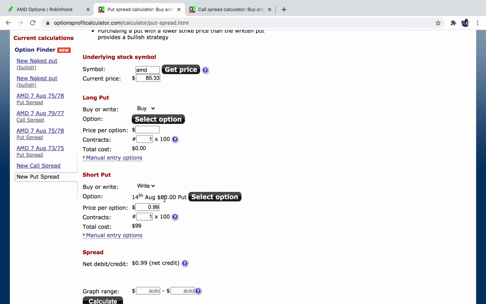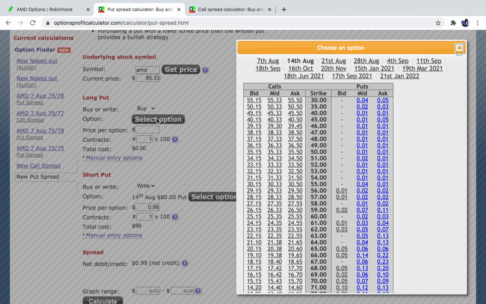And again, this is going to serve as protection so that in case the price of AMD starts to drop, we don't actually have to purchase 100 shares of AMD at $80 per share. This will protect us from the price just dropping to zero and not having to lose or risk as much money. So again, we're going to go to select option.